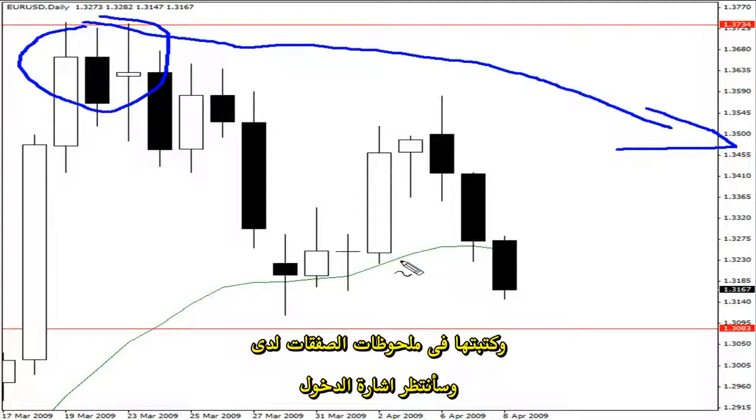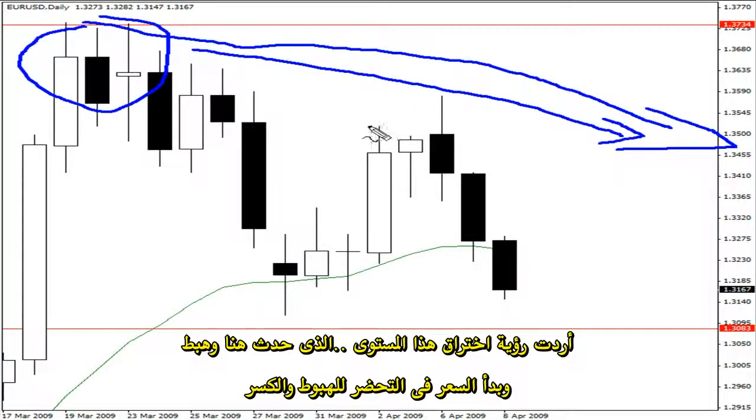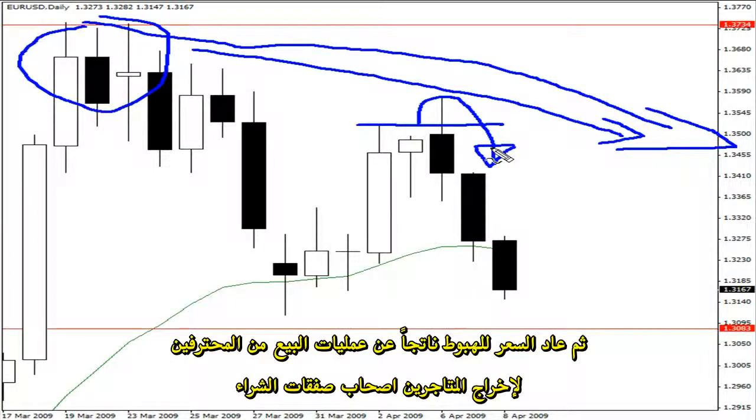wait for the signal. And the signal here was the false breakout again. Because I'm trading with this existing momentum to the downside, I needed to see a break of this level, which happened here, and then it shimmied back down and squeezed out all those traders that had bought into that breakout, and it's now squeezing them back.